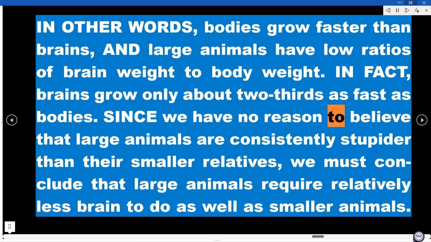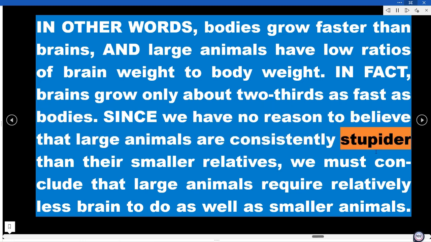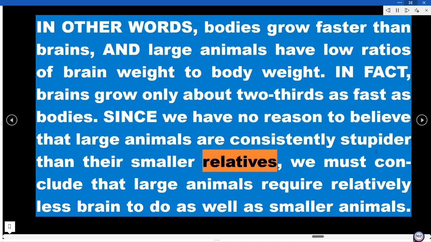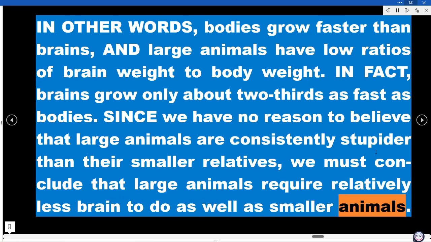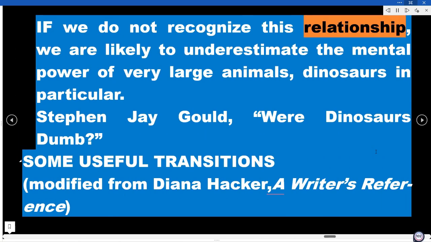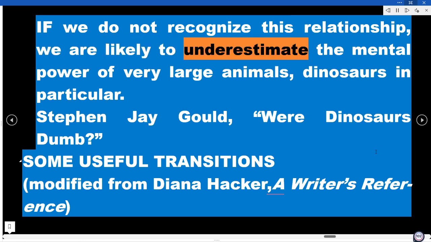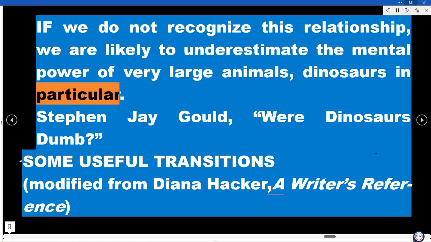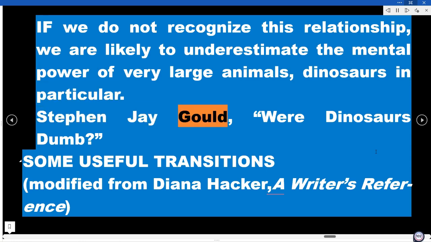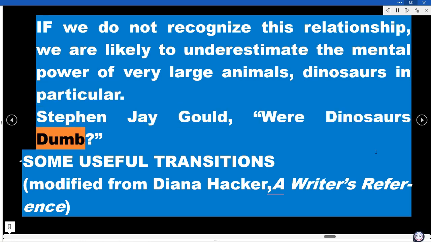Since we have no reason to believe that large animals are consistently stupider than their smaller relatives, we must conclude that large animals require relatively less brain to do as well as smaller animals. If we do not recognize this relationship, we are likely to underestimate the mental power of very large animals, dinosaurs in particular. Stephen Jay Gould, Were Dinosaurs Dumb?